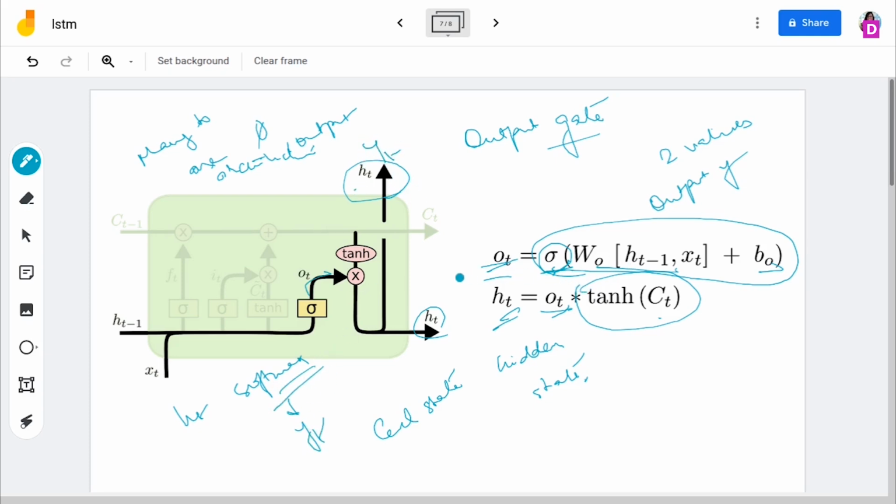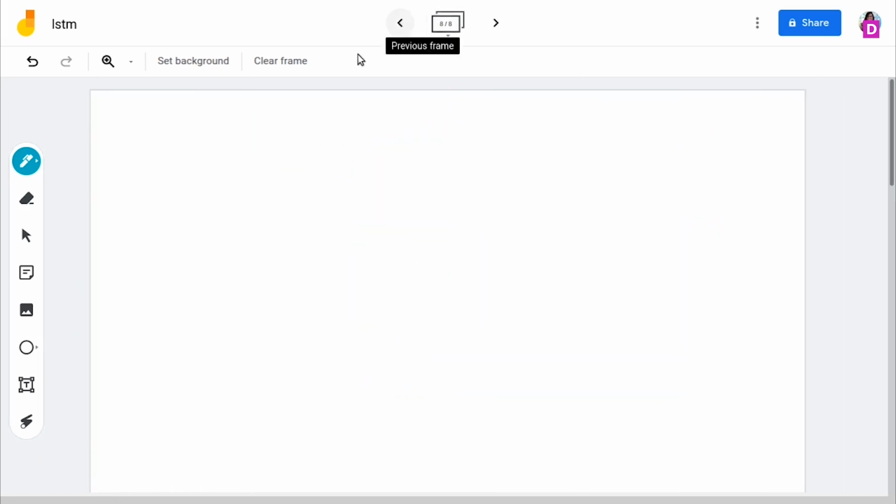Depending on the context you have to decide what type of layer you will be using, but that is the whole point of how you will be getting this yt also. So this is basically everything that you need to know about LSTMs.